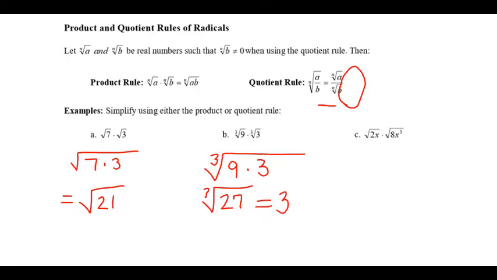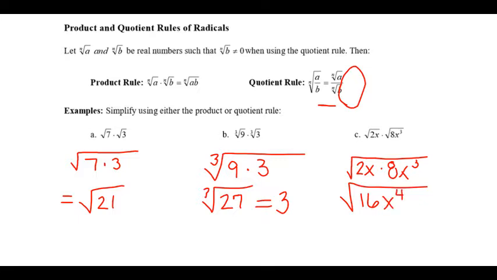And then my last one for this slide, we're going to do the square root of 2x times the square root of 8x cubed. So I'll put it all under one radical. And then we're going to do the work under the radical. So 2 times 8 is 16. x times x cubed. Remember, we're multiplying with powers, so we add our exponents. We get x to the 4th.